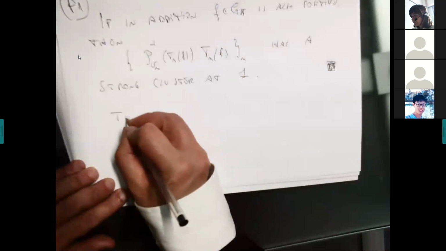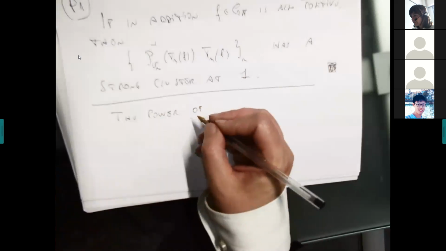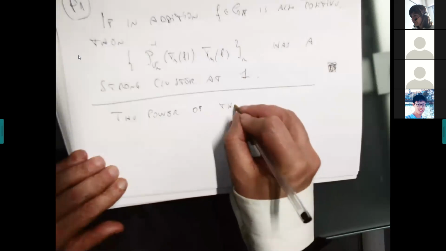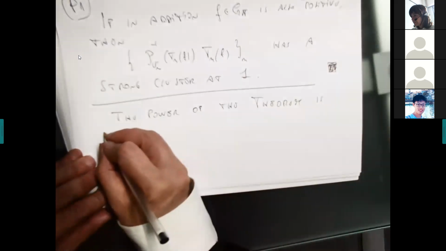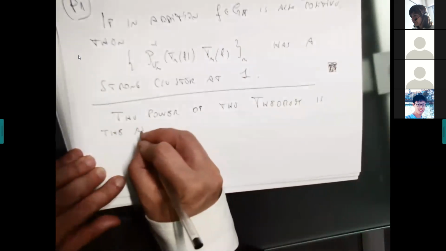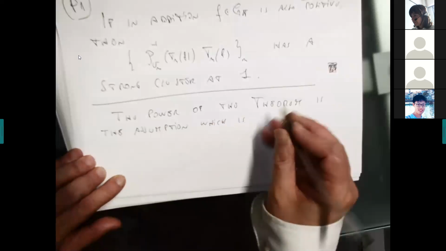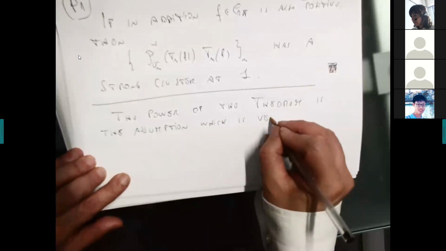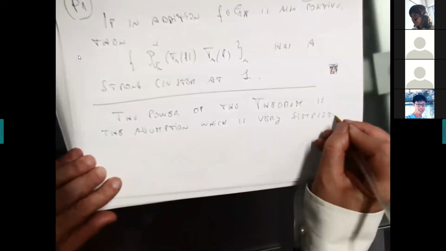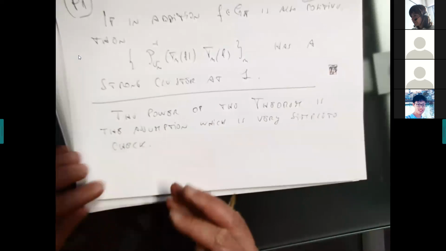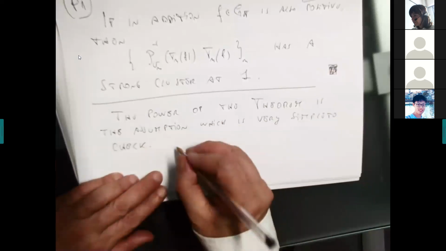The theorem is finished. The power of the theorem is the assumption, which is very simple to check. But this is something that I tell you. So in order to convince you, let's make a check.